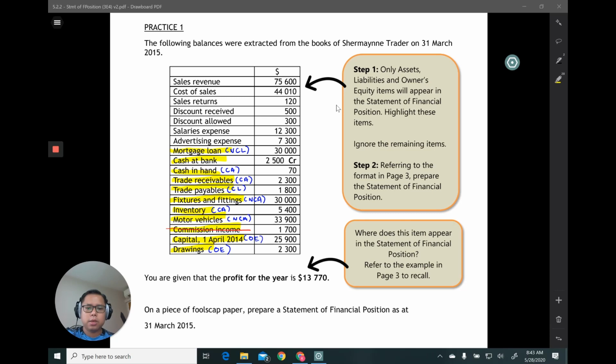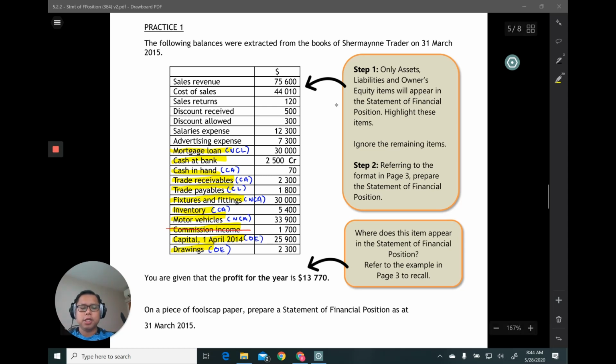So what you see on the screen right now is me labeling all the accounts that belong to the statement of financial position. Now I have a correction to make. I highlighted commission income wrongly earlier. So now I've actually cancelled commission income because commission income belongs in the statement of financial performance. Okay, because it's an income account. So this is what I've labeled so far.